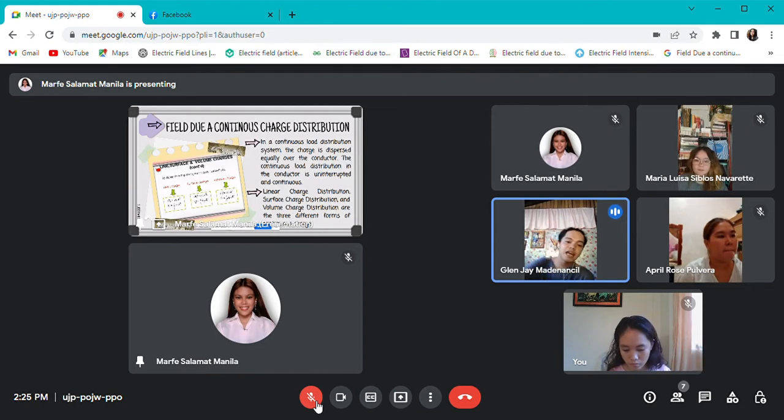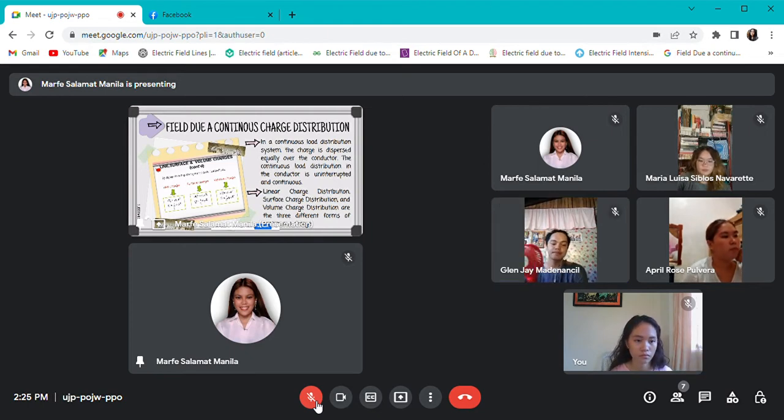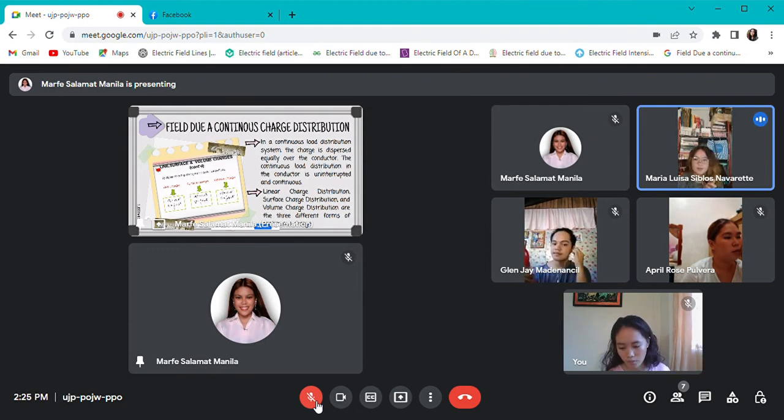Maybe we can have Luisa. Okay, so according lang sa akong na-search, first, linear charge distribution is when the charge is dispersed equally throughout the conductor's length. While ang sa surface charge distribution, it refers to the charge's balanced distribution throughout the conductor's surface. Then last is the volume charge distribution. Sa volume charge distribution, the charge is distributed over a conductor's volume. Yan lang po.